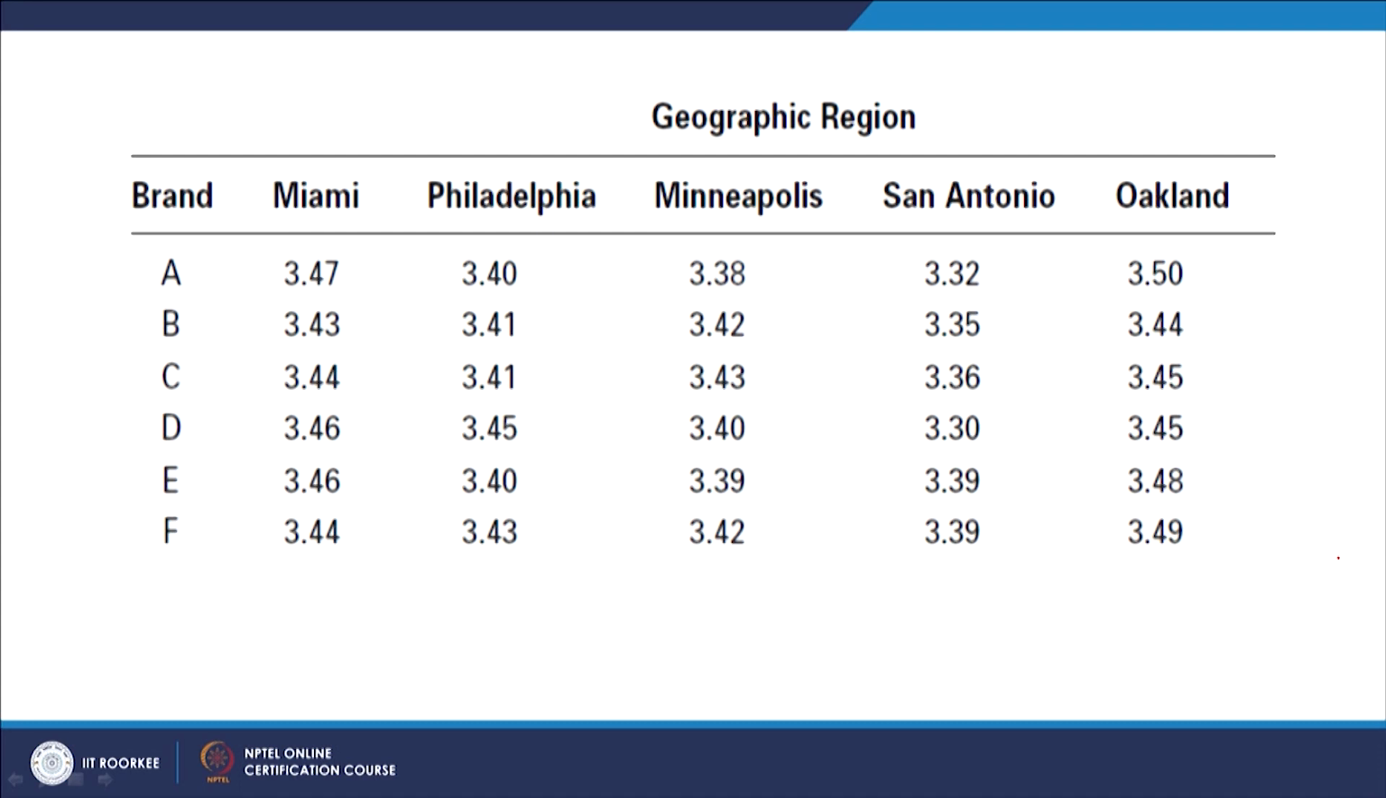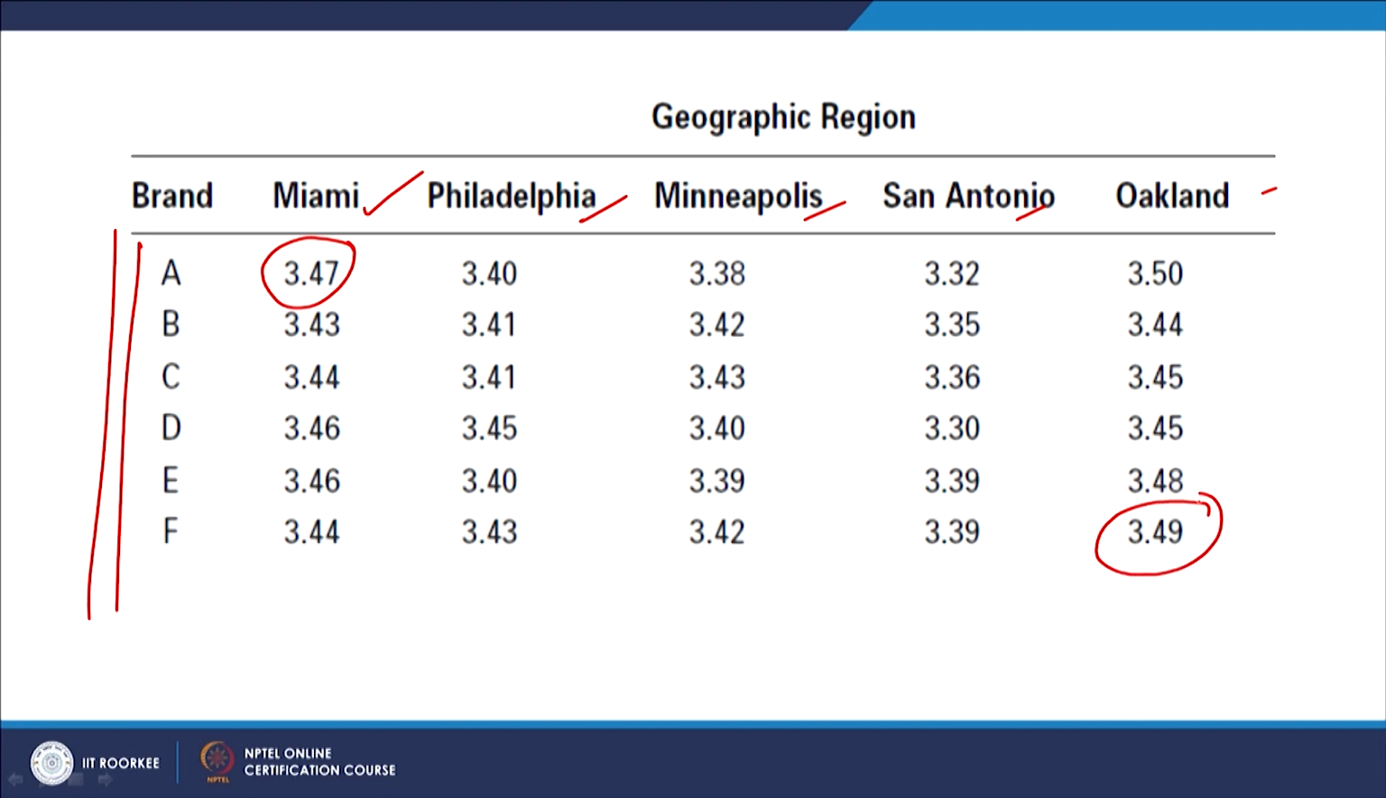So, this is the data. These are different regions, Miami, Philadelphia and so on, Oakland. These are 6 different brands of gasoline. So, this is the price of brand A in Miami city, this is the price of brand F in Oakland. So, we need to test whether these means are the same or not. So, let us say x bar m for Miami, x bar p for Philadelphia, x bar o for Oakland.